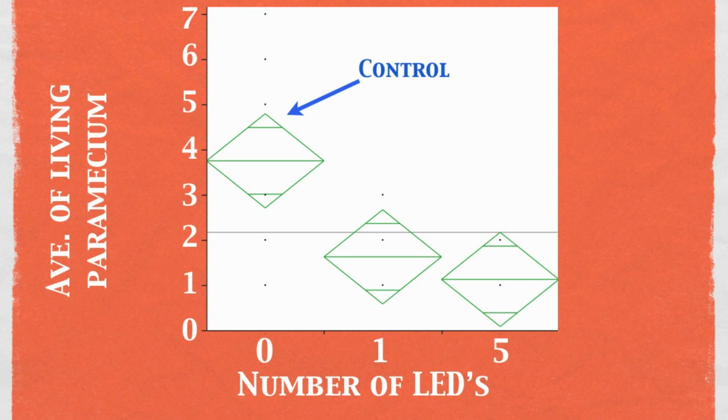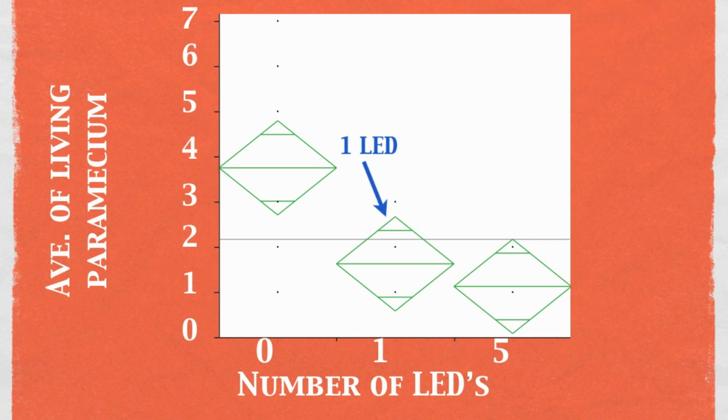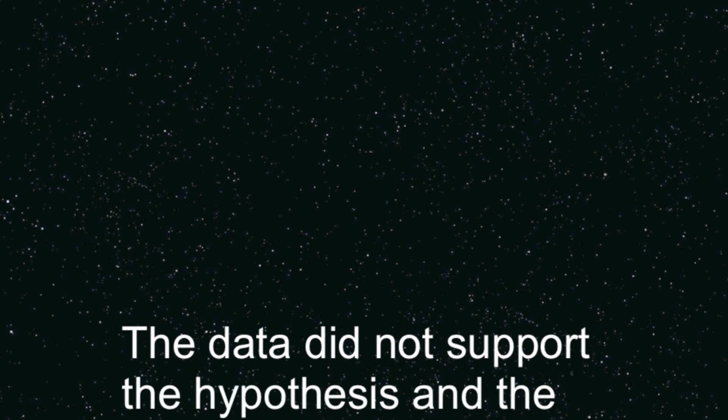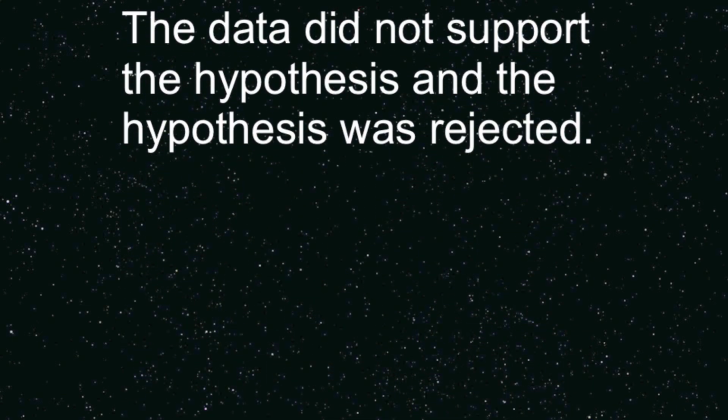Our control is statistically different from 1 and 5 LEDs, but 1 LED is not statistically different from 5 LEDs, which means they are just as effective. The data did not support the hypothesis, and the hypothesis was rejected.